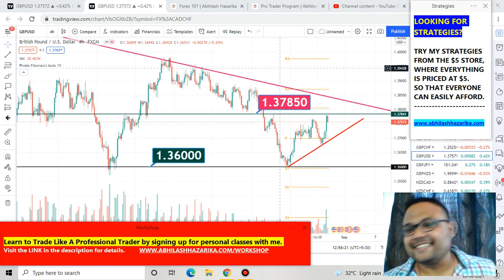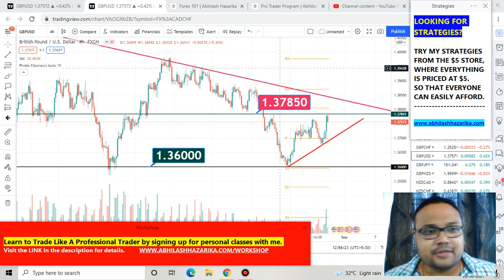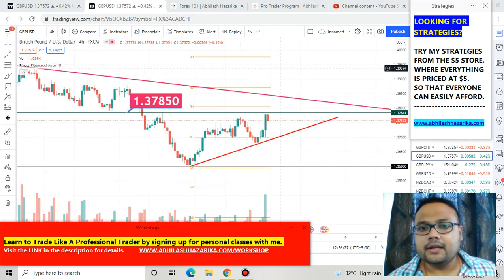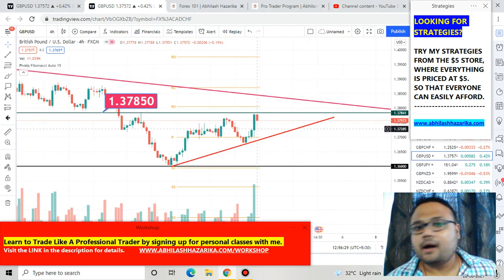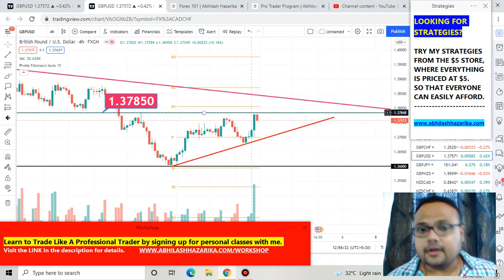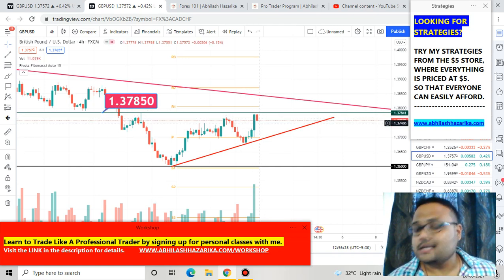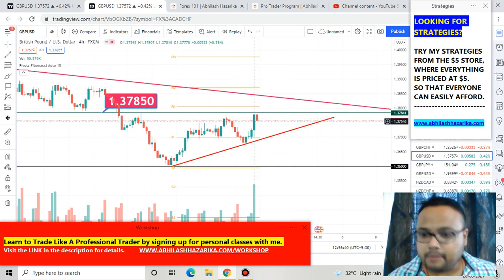So let's get started. This is the Forex chart of GBP USD in front of us right now, and as we all know, during the last closing hours, the market formed a huge green candle on GBP USD and ultimately closed at 1.3757. So this is the last closing price of GBP USD.